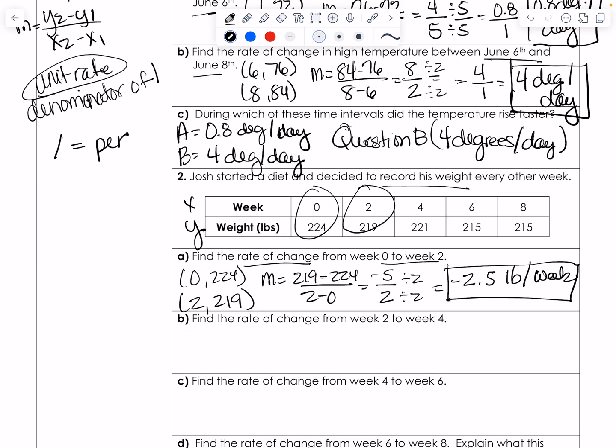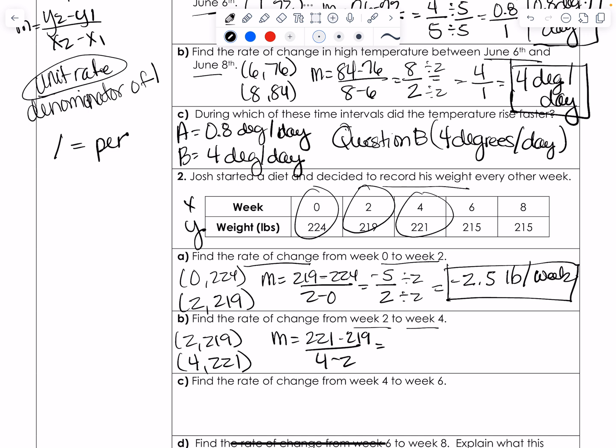Next, we'll find the rate of change between week 2 and week 4. So week 2 is 2 and 219, and week 4 is 4 and 221. And so now I have my slope formula, which is M is equal to 221 minus 219 over 4 minus 2, which gives me 2 over 2, which is 1 pound per week.